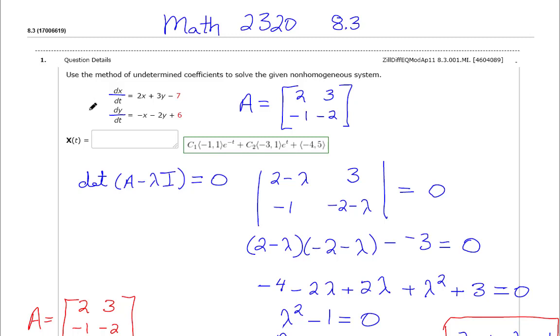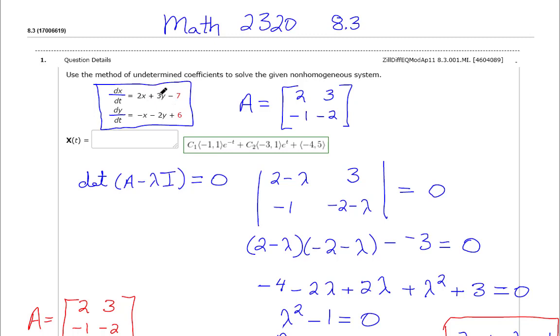Welcome to Math 2320, Section 8.3. We're looking at solving a system of differential equations using matrices and the method of undetermined coefficients. So here's our first particular system.